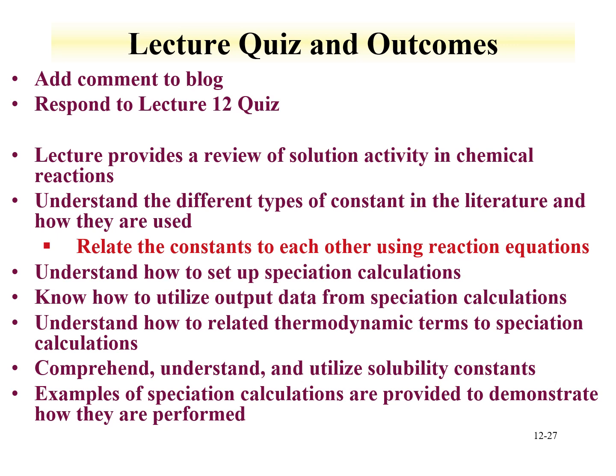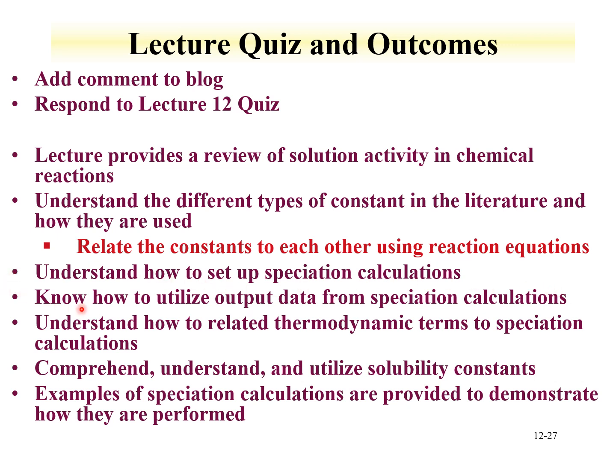The outcomes for this lecture are shown here. The lecture provides a review of solution activity in chemical reactions. This should have been material that was discussed in previous courses, and in this lecture it was just meant as a review. You should understand the different types of constants in the literature and how they are used. In particular, one should be able to relate constants to each other using reaction equations. You should understand how to set up speciation calculations, how to describe the total amount of a metal ion based upon the species that compose that metal ion in solution.